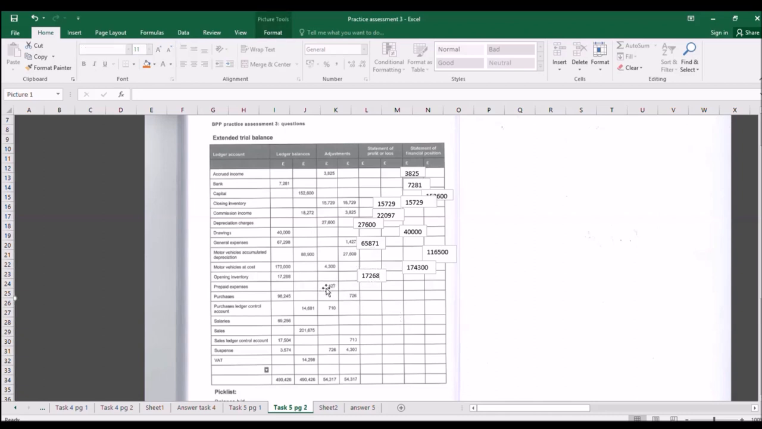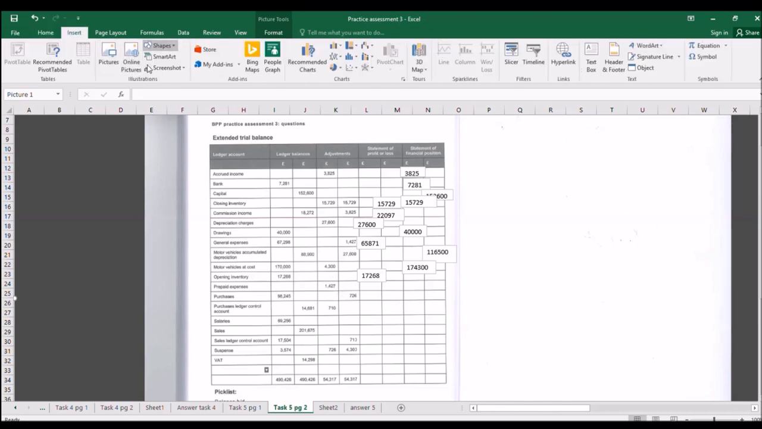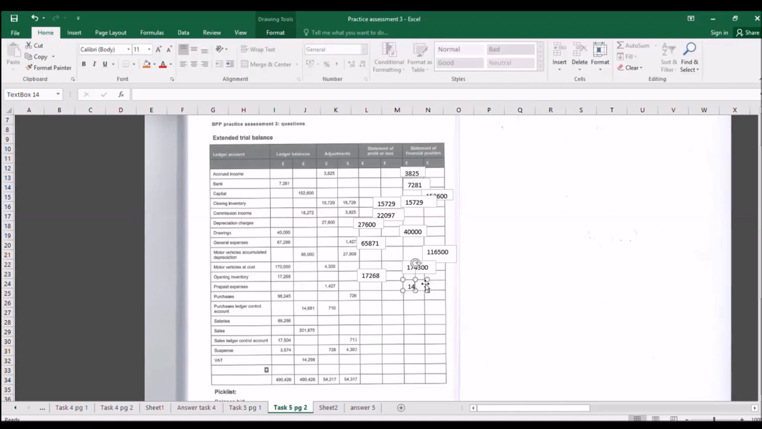Prepaid expenses in here. So this is an adjustment for the year end. In this one we've already had a reversing journal, so it's already been posted in the general ledger account. So here that's going to be in the statement of financial position. It's an asset because we've paid these expenses early, and they're going to be in the following year. So that'll be that in the debit line.